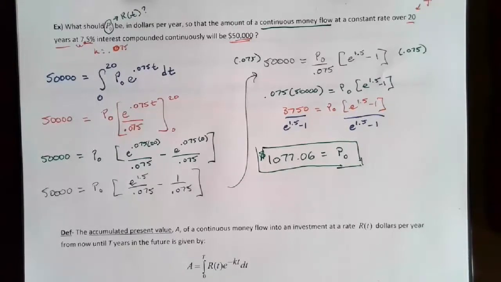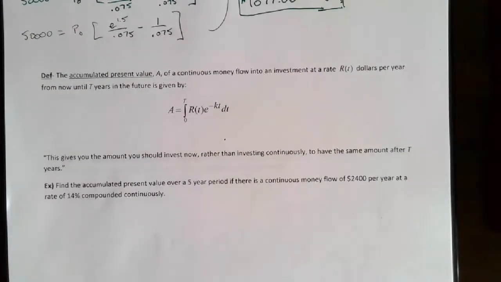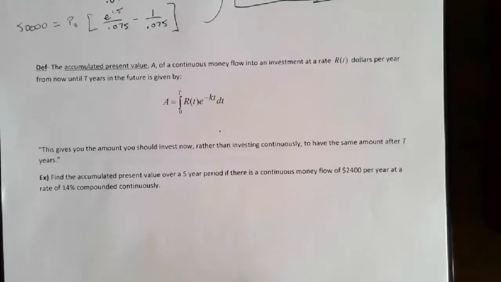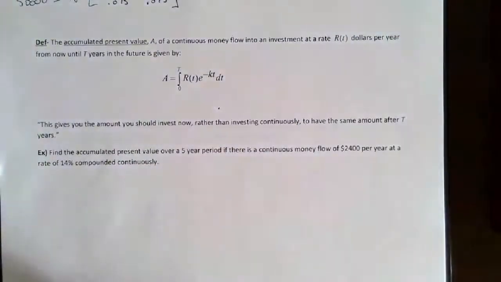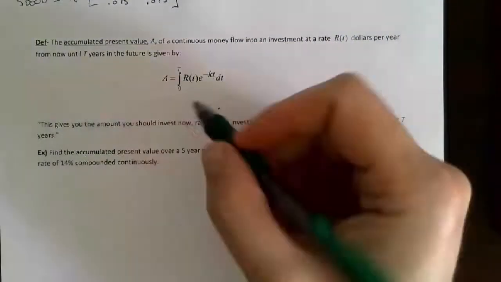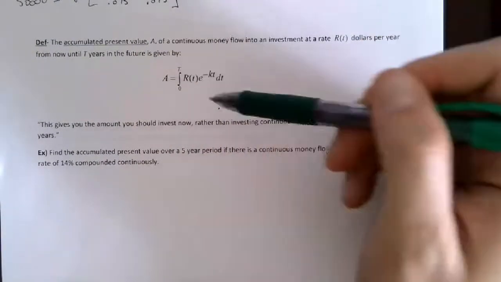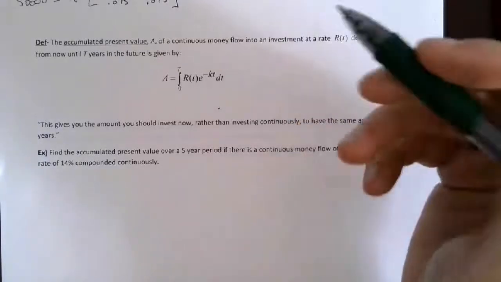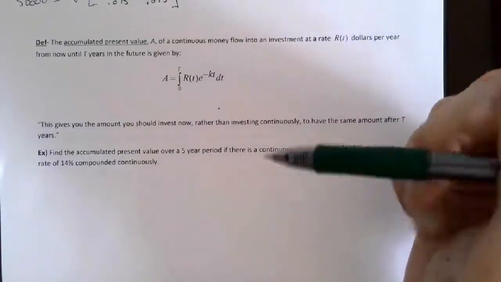The next definition, we talk about the accumulated present value. All right, the accumulated present value is something different, right? So the accumulated present value, A, of a continuous money flow into an investment at a rate R of t, dollars per year, from now until t years in the future is given by this. Since A equals, it's really the same formula, right? A equals the integral from 0 to capital T of R of t e to the negative kt dt. The only difference is that the k is negative, right?